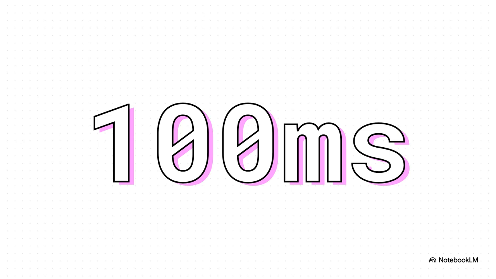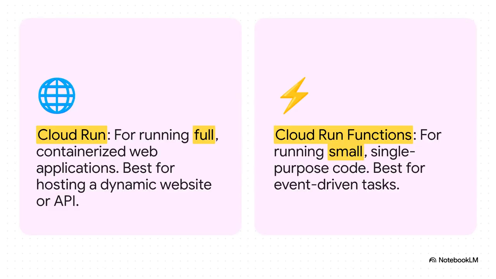And this is where the billing model will just blow your mind. You pay only for the exact time your code is actually running, and it's measured down to the nearest 100 milliseconds. Think about that. If nobody hits your website for an hour, you pay exactly 0 for that hour. It is the definition of pay for what you use. Now, in the serverless world, you'll mainly see 2 flavors. You've got Cloud Run for your whole web applications, your website, your API backend, and then you have Cloud Functions. These are for tiny, single-purpose bits of code that just react to events. A perfect example is a function that automatically creates a thumbnail every single time a new image gets uploaded. It just wakes up, does its one job, and goes back to sleep.